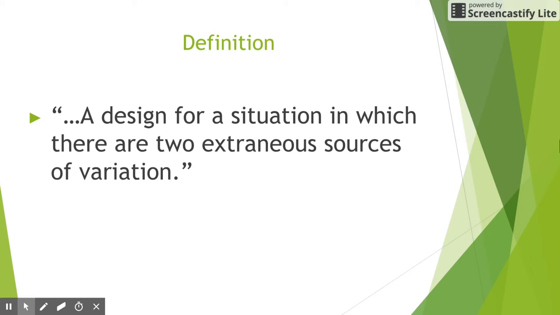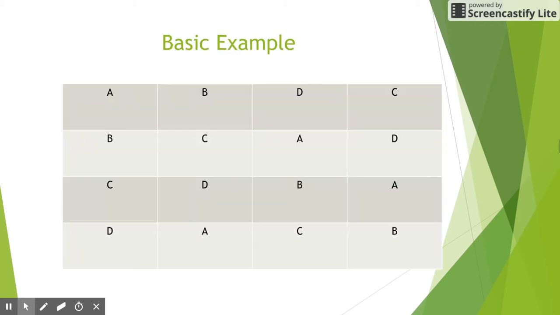The most basic definition I find of a Latin square is that it's a design for a situation in which there are two extraneous sources of variation. So if we have rows and columns of the square used as levels of two extraneous variables, then in a Latin square each treatment appears exactly once in each row and column. These efficient designs allow us to control or eliminate two sources of nuisance variability. This also allows us to have experiments with a smaller number of runs.